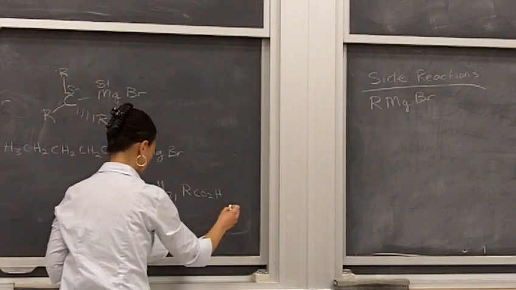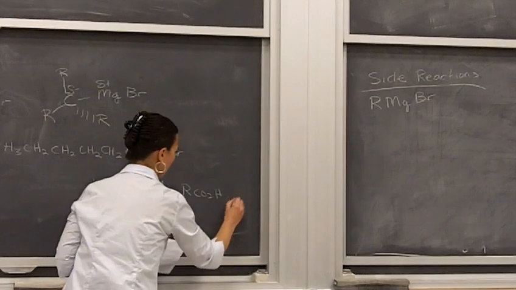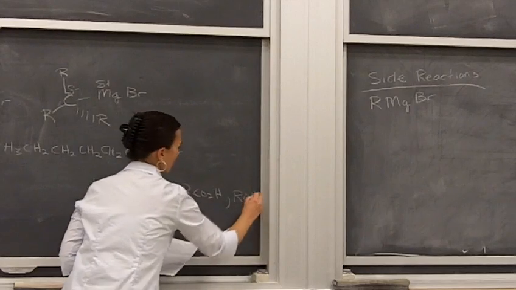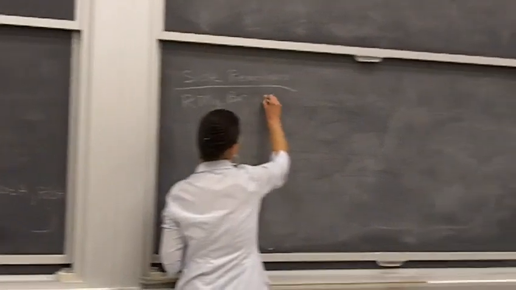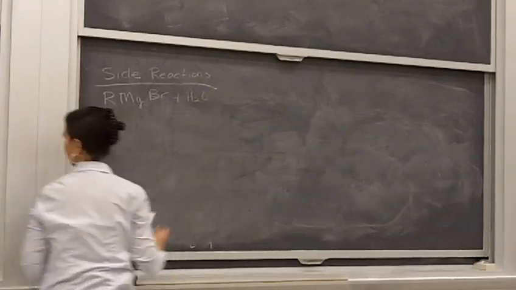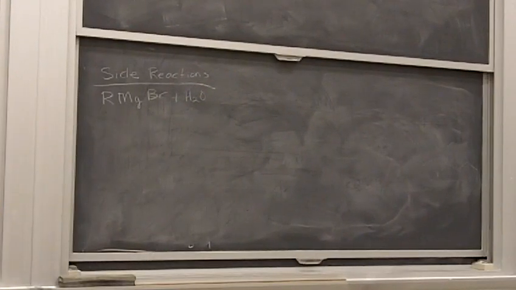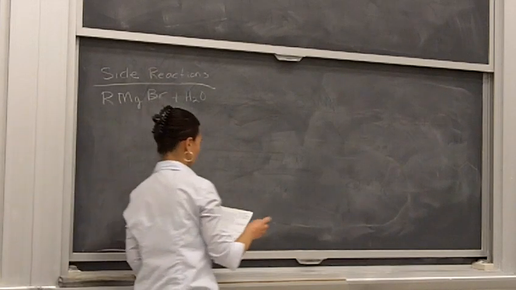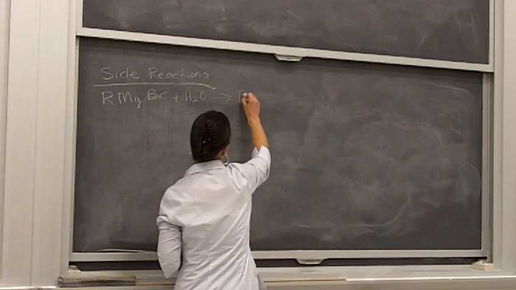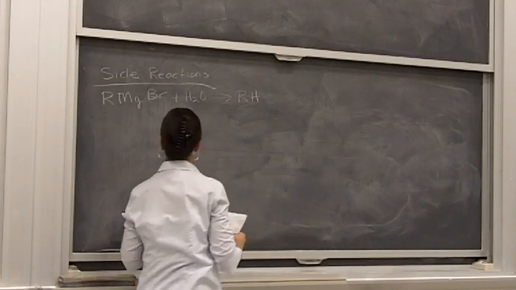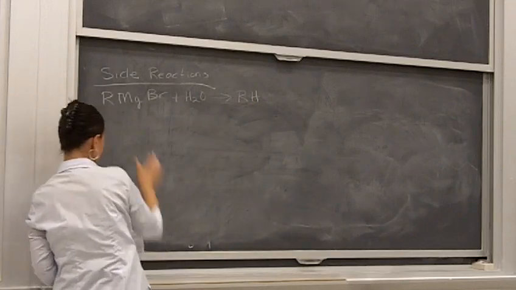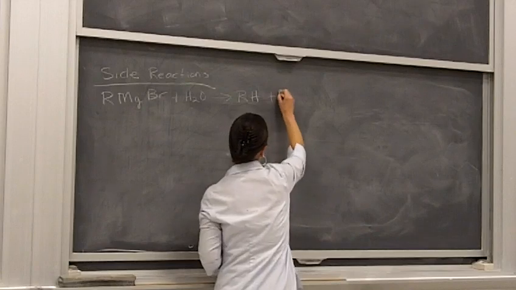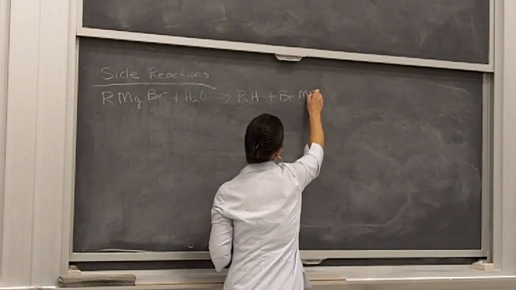or alcohols. So we have to be careful of it reacting with water. These other things, as long as we keep these things out of our reaction, will be okay. But in the atmosphere, we've got water. And so we have to be careful with that, because what would happen is if we react with water, we'll get the corresponding alkane of this piece plus BrMg.